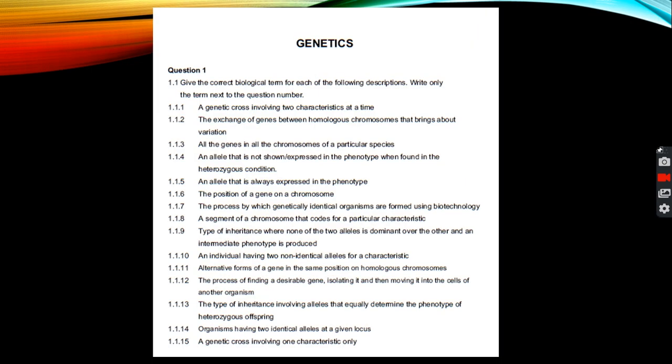This is your activity. I want you to do this so long. These are just the 15 terms in the genetics topic. I want you to answer them, and then when I come back to you, I'll be giving you the answers because it's important to understand the terms.